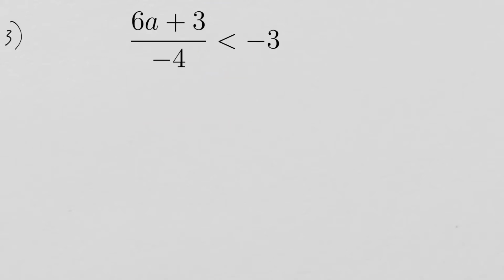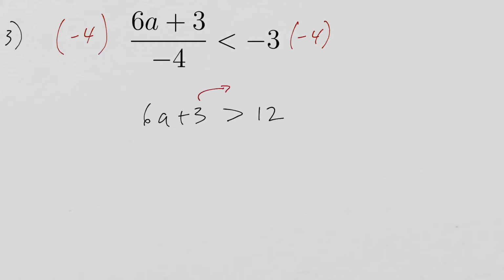Okay, number 3. 6a plus 3 over negative 4 is less than negative 3. So let's get rid of this negative 4 in the denominator first by multiplying each side by negative 4. Because we're multiplying by a negative, this inequality is going to flip directions. So it's going to become a greater. And negative 3 times negative 4 is a positive 12. Now let's move our negative 3 over to the other side by subtracting it. And we'll get 6a is greater than 9.